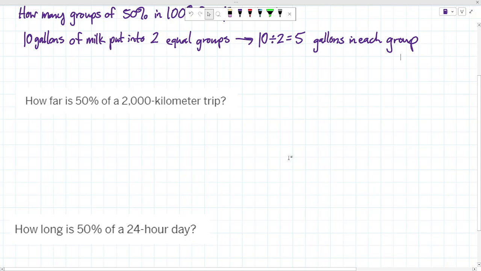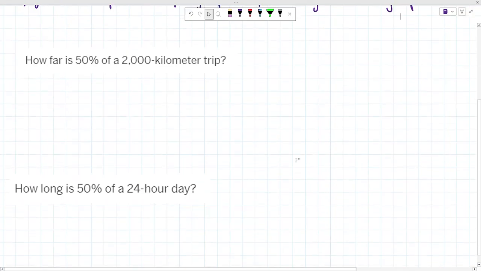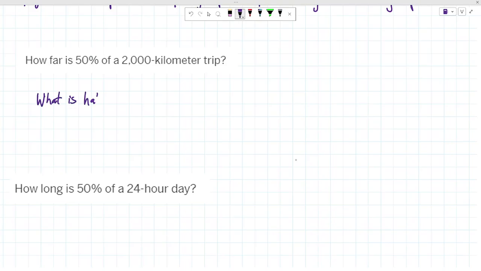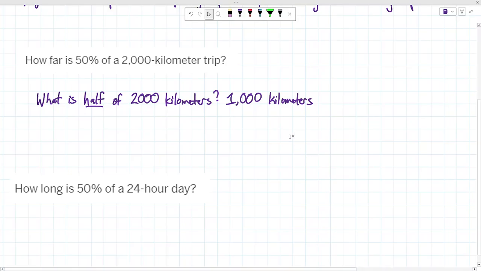The next one says, how far is 50% of a 2,000 kilometer trip? So what is half of 2,000 kilometers? That's 1,000 kilometers. Because half of 2 is 1. Just like half of 200 is 100, half of 2,000 is 1,000. So half of 2,000 kilometers, 50% of 2,000 kilometers, that would be 1,000 kilometers.